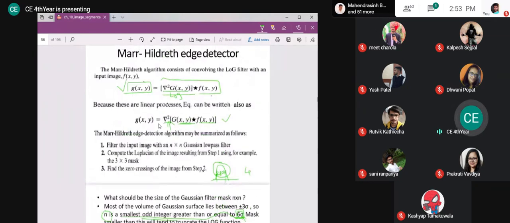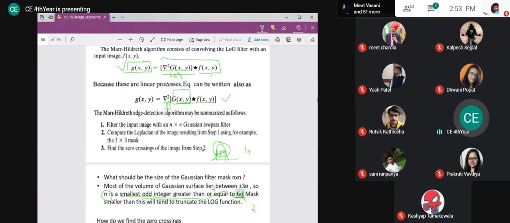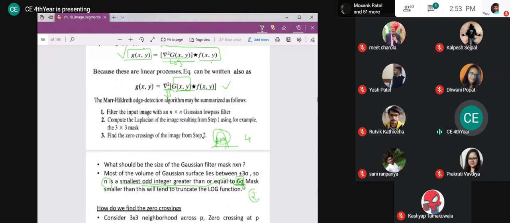So they further gave the idea that if I am going with this, then what should be the size of my Gaussian? The Gaussian size, as we suggested, should be n cross n, and it will be the smallest odd integer greater than 6 sigma. So you can take your Gaussian of n cross n size, and the n value can be decided by your sigma. Then you can go with the Laplacian of a 3 cross 3 mask. So according to us, that operation is over.